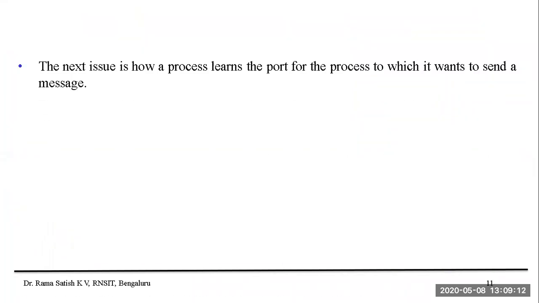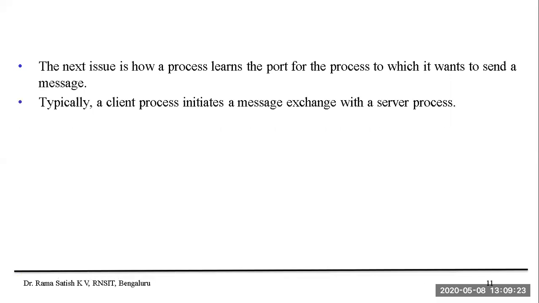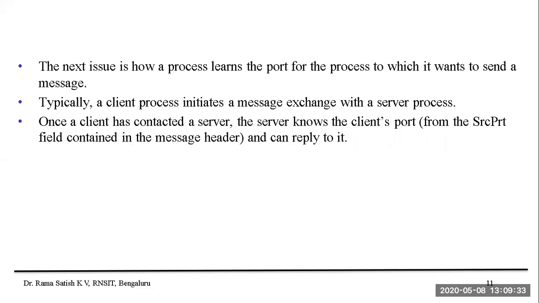And the next issue: how does this process learn the port of the process to which it wants to send the message? How will it understand? Initially the client process initiates the message exchange with the server process, and once the client is connected to the server, the server knows the client's port number. So we call it a source port field, which contains this information in the header of the message, and the same port will be repeated.